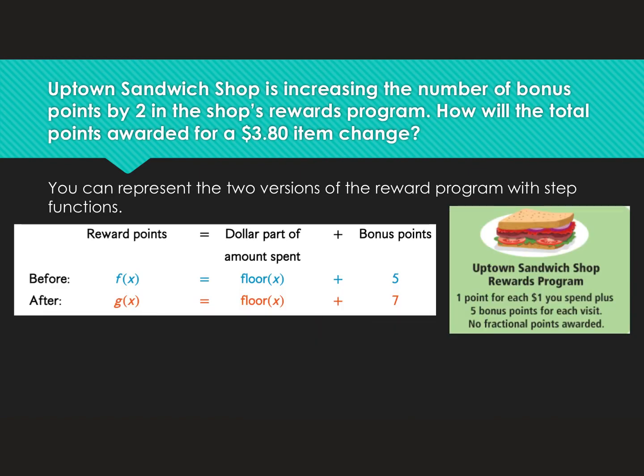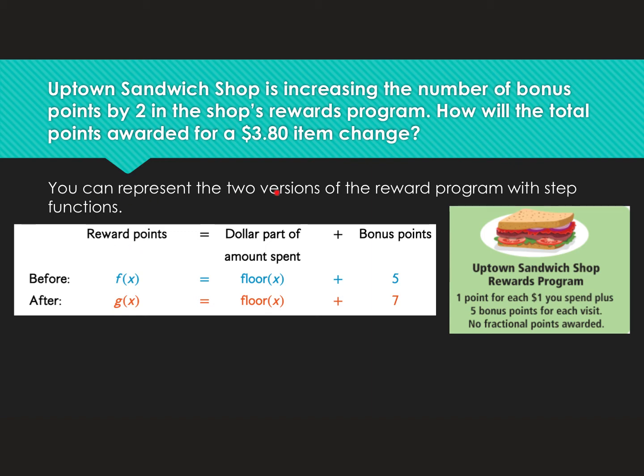So, now let's think about this. Uptown Sandwich Shop is increasing the number of bonus points by 2 in the shop's rewards program. How will the total points awarded for a $3.80 item change? So here's the current rewards program. Uptown Sandwich Shop rewards program. You get 1 point for each dollar you spend plus 5 points for each visit with no fractional points.